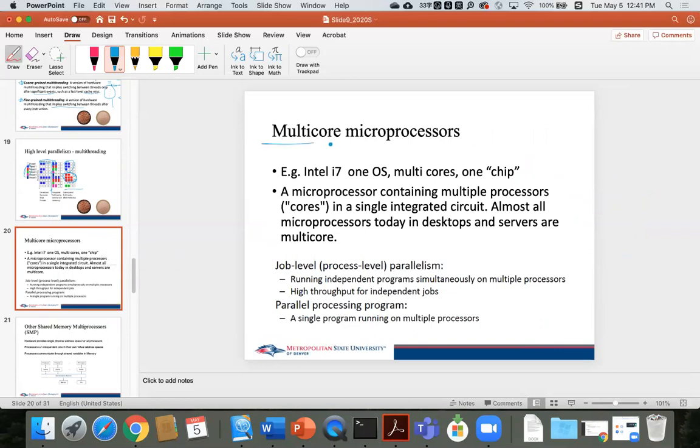So a little bit higher level could be the multi-core processor. So what is a multi-core processor? Such as the Intel i7, right? So you have multiple chips, multiple CPUs, right? This is a really typical example we use every day. Almost all the microprocessors today in desktops and servers are multi-core processors. So job level parallelism could be running different independent programs simultaneously on multiple processors.